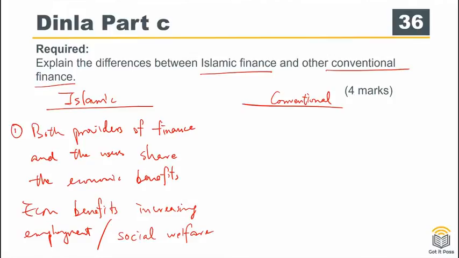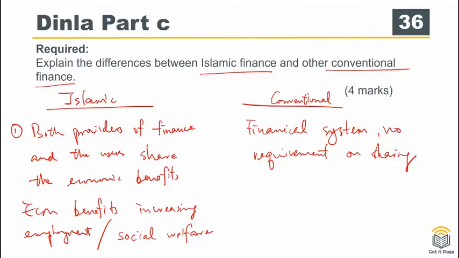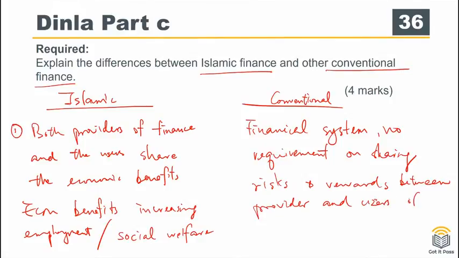Conventional finance has no such requirements about economic benefits, such as increasing employment or social welfare. Conventional finance refers to finance which is not based on Islamic principles, just the conventional financial system. Okay, there's no requirement on sharing risks and rewards between the provider and user of finance. So conventional has no such requirement.